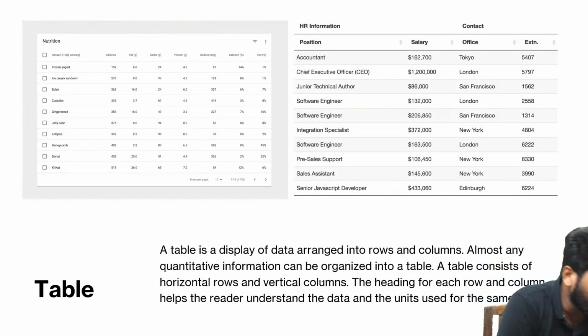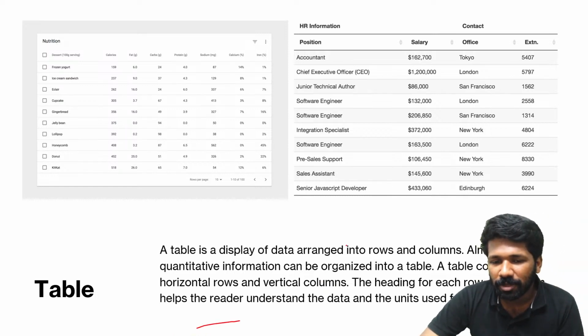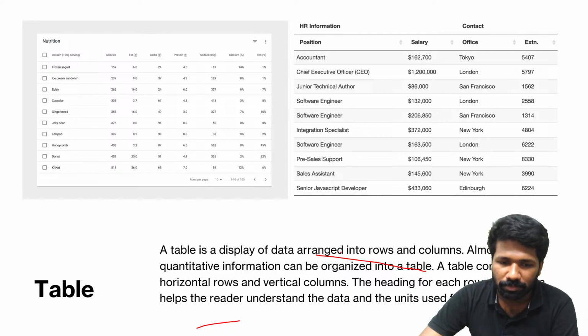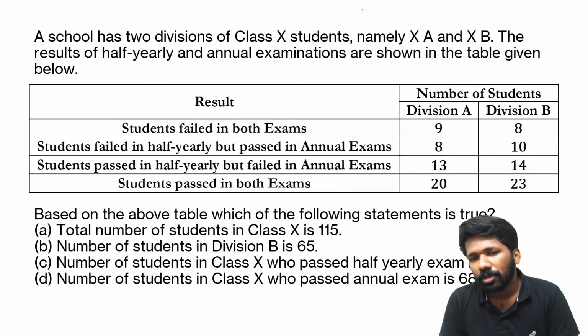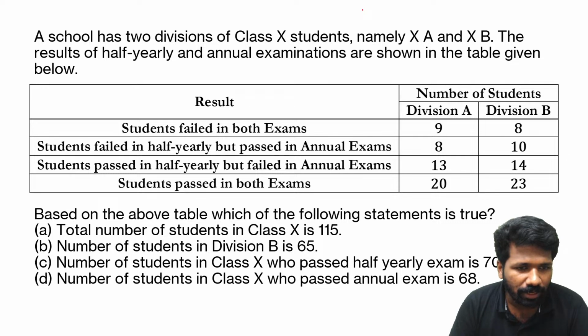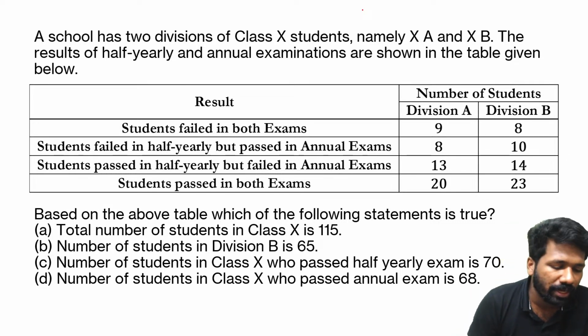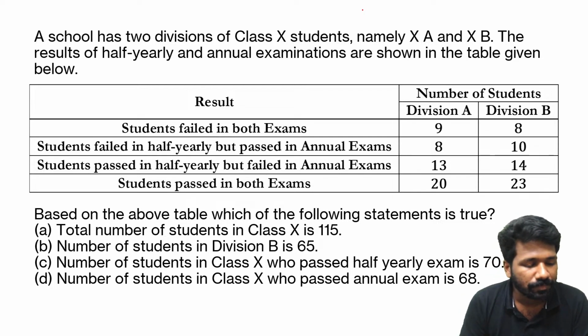First one, table. I don't think I have to explain more what is a table. Table is a display of data arranged into rows and columns. For example, this is a table. More previous year questions you can see in the other playlist. Now I will give you familiarity with all the data representation tools. One example of each we will discuss.